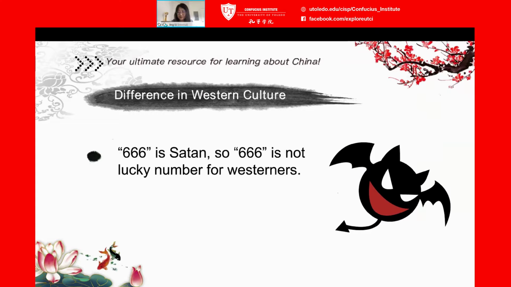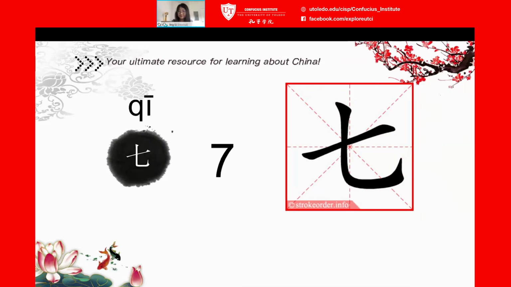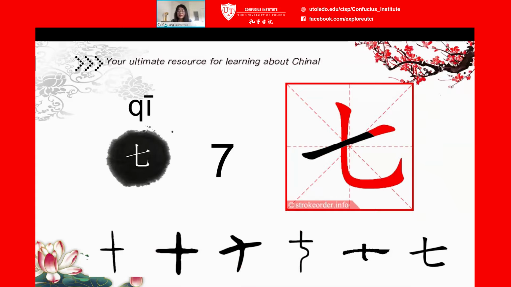Next number, seven, qi. Here is a question. Do you remember what's the cultural meaning of one? You can type your answer in the chat box or open mic. Universe, very good. Very good, Larissa and Michelle. It's the head of everything, so it means universe or everything.